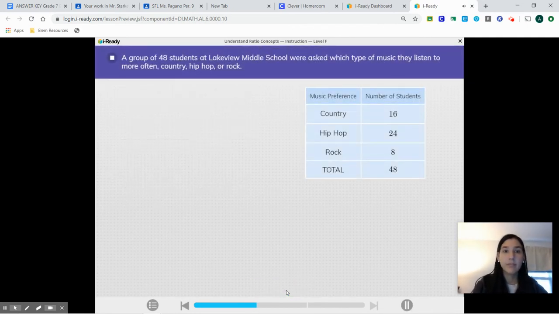A group of 48 students at Lakeview Middle School were asked which type of music they listen to more often, country, hip-hop, or rock.